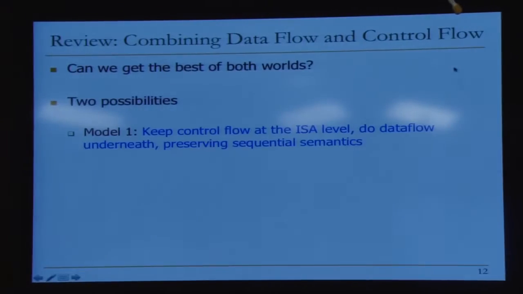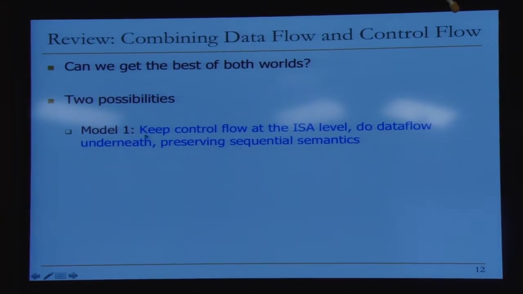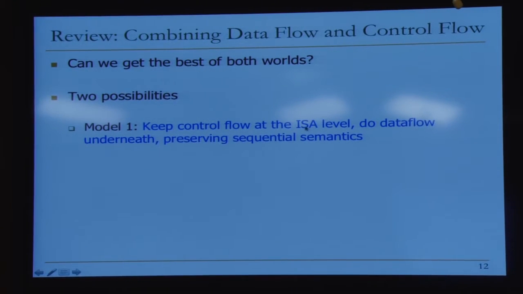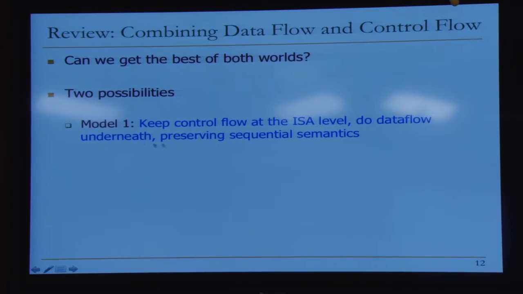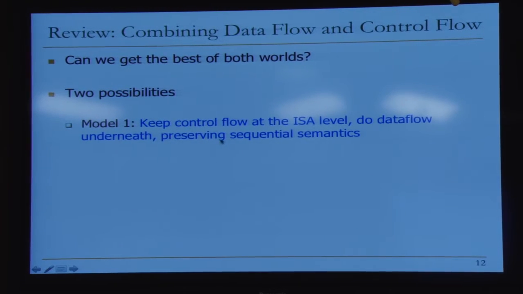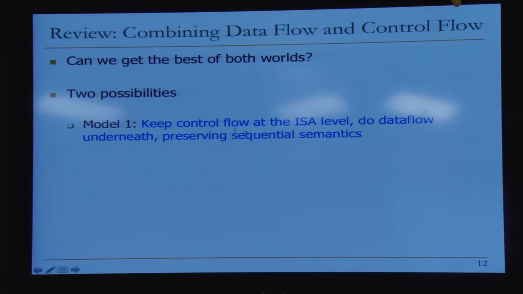Okay, and then this was another slide. I colored it a little bit. Can we get the best of both worlds? That was the question we asked. Model one, which has been very successful: keep control flow at the ISA level to keep programmers sane, such that you can have this precise state, but do data flow underneath to get parallelism, while preserving sequential semantics. And this has been extremely successful.